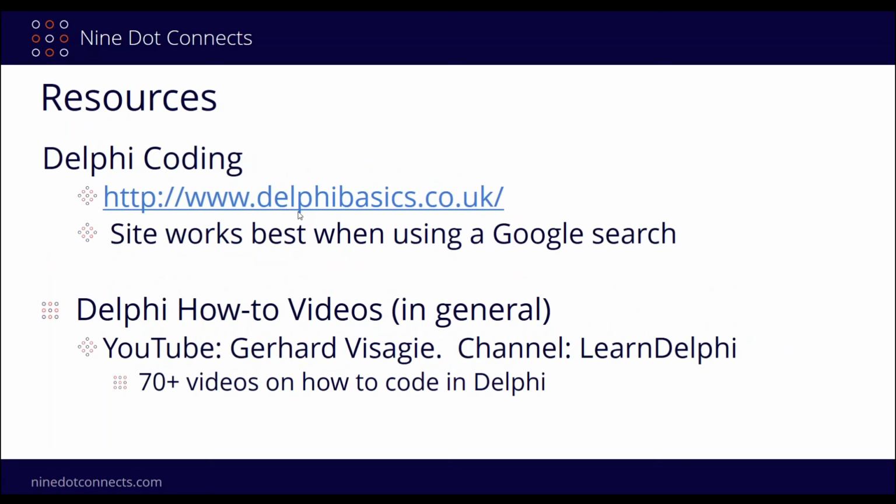If you're interested in Delphi coding, I think the best site for keywords and references is one called Delphi Basics. It's out of the UK, and interestingly enough, if you just type in Delphi in the Google search engine followed by the keyword you want to know more about, you'll find it on there. In fact, I think it's almost easier to use the Google search to find things on this website than to use the website itself at times.